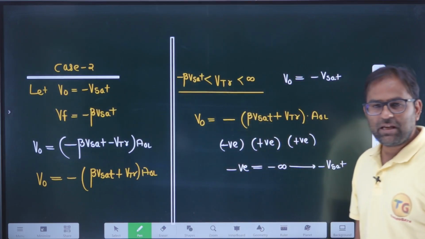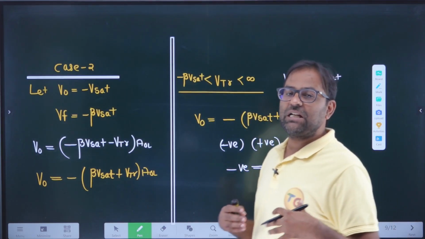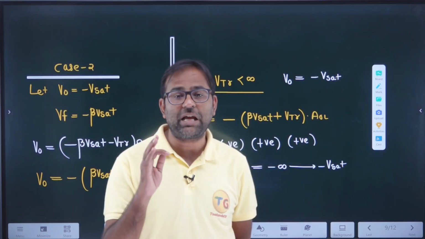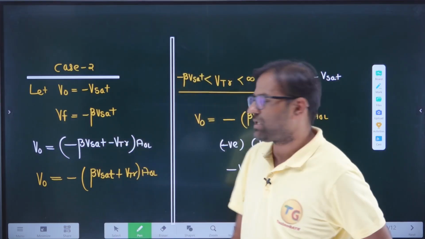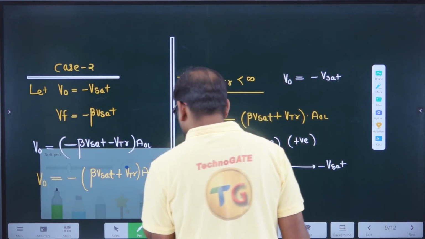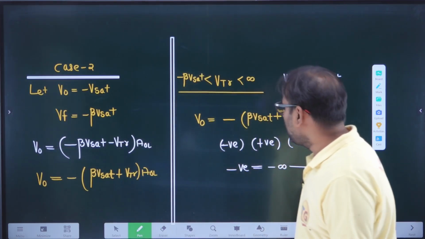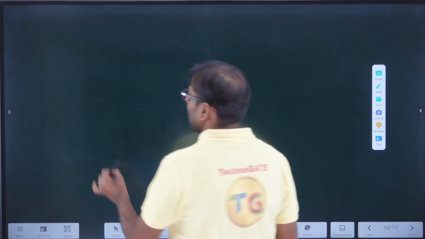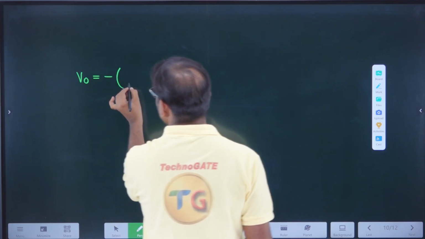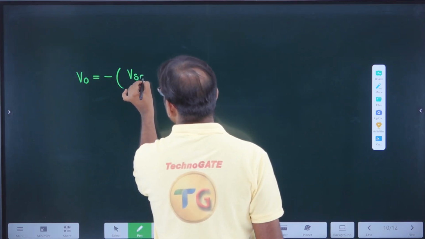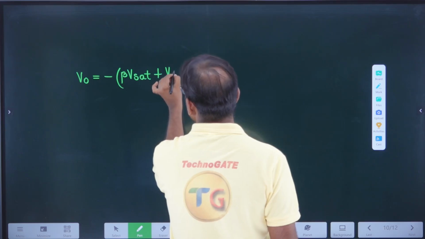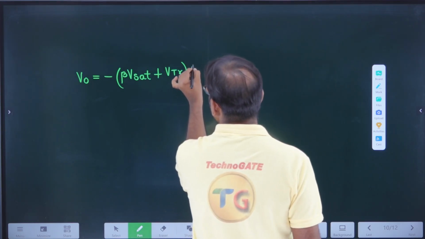Correct? Now when this circuit will change its state, I am interested in the value of the threshold voltage so that I can change its state from minus V saturation to plus V saturation. So suppose we want to jump from minus V saturation to plus V saturation, what do I have to use? I have to use again this rule. Can I say, you are defining V out as minus of V saturation into beta plus VTR into open loop gain.